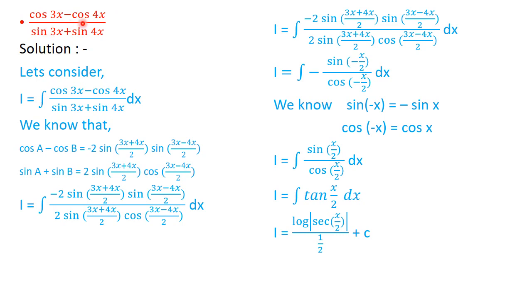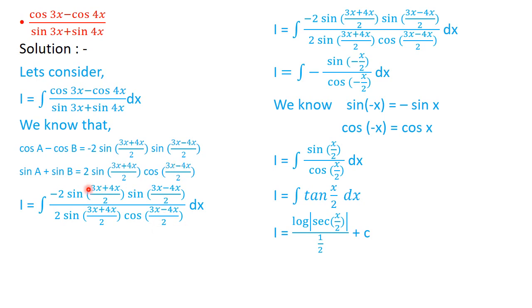Now the next example, cos 3x minus cos 4x by sin 3x plus sin 4x. Using the factorization formulas, cos a minus cos b is equal to this one, and sin a plus sin b is equal to 2 sin cos. So using these formulas, we will have minus 2 sin of (3x plus 4x) by 2 into sin of (3x minus 4x) by 2, upon 2 sin of (3x plus 4x) by 2 cos of (3x minus 4x) by 2.